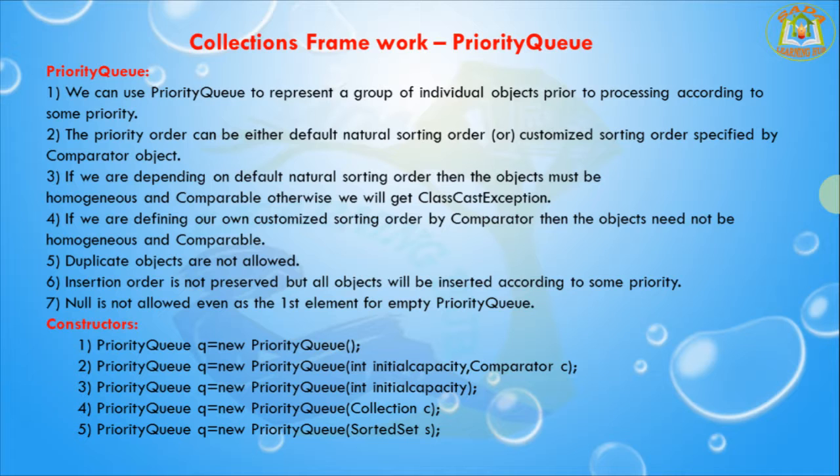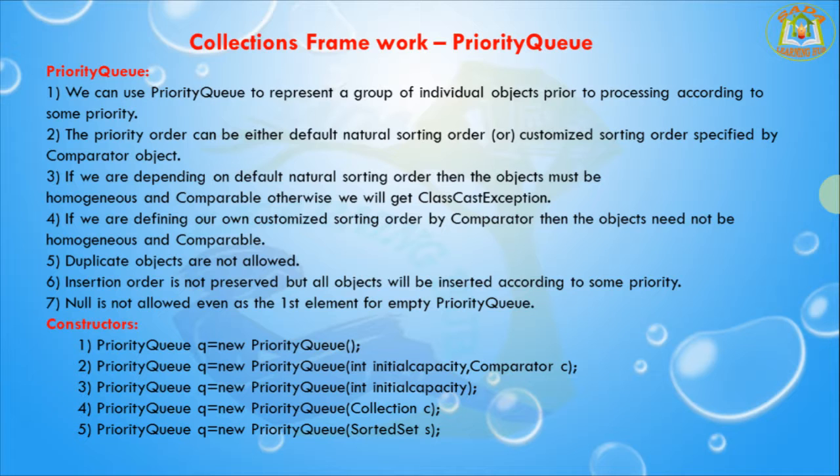This is the PriorityQueue. These are some rules that need to be followed: duplicate objects are not allowed, insertion order is not preserved, and nulls are not allowed. There are 5 constructors available in the PriorityQueue. One is the default constructor. It creates an empty PriorityQueue with the default initial capacity of 11 and the default natural sorting order.